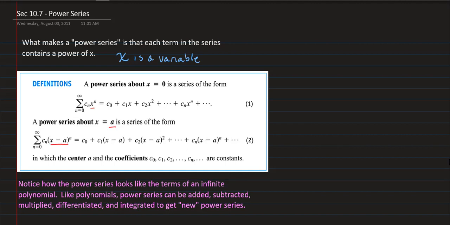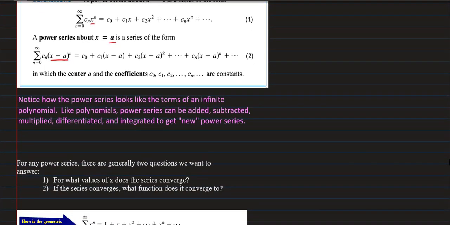If it was x plus a, where would this power series be centered? Negative a, because subtracting a negative is the same thing as adding. So when you expand the terms of a power series, you end up with what looks like an infinite polynomial. Like polynomials, power series can be added, subtracted, multiplied, differentiated, and integrated in order to get new power series. Now, multiplication and division are going to be really difficult with power series, but that doesn't mean that it's impossible. But addition, subtraction, differentiation, and integration are going to be fairly easy.